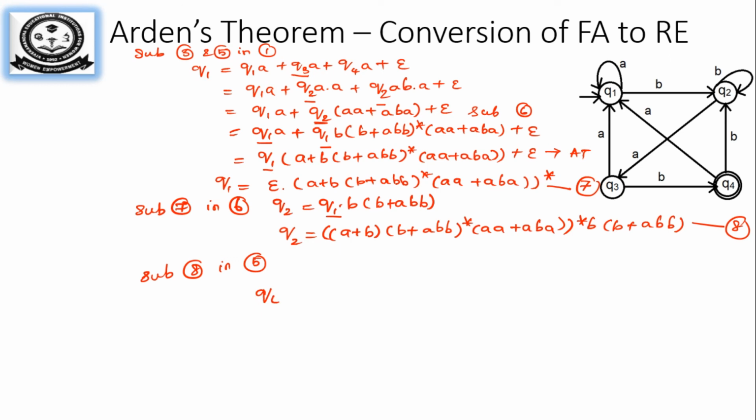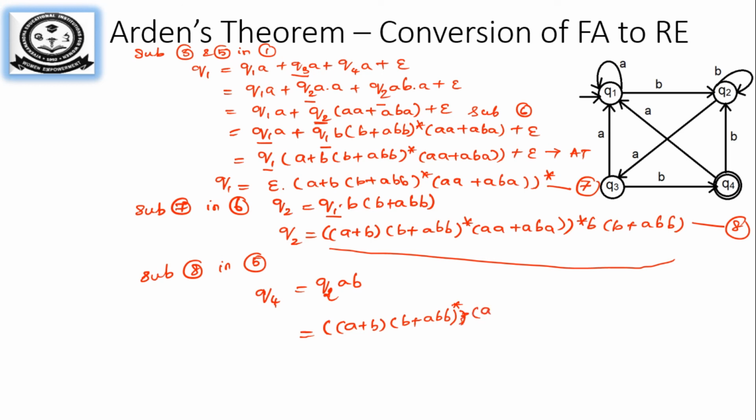So that means your Q4 is equal to Q2 AB. So instead of Q2, I will substitute this entire value. So what happens is A plus B, B plus ABB star, AA plus ABA whole star into B, B plus ABB, then finally you will have one AB. So this is your final expression.